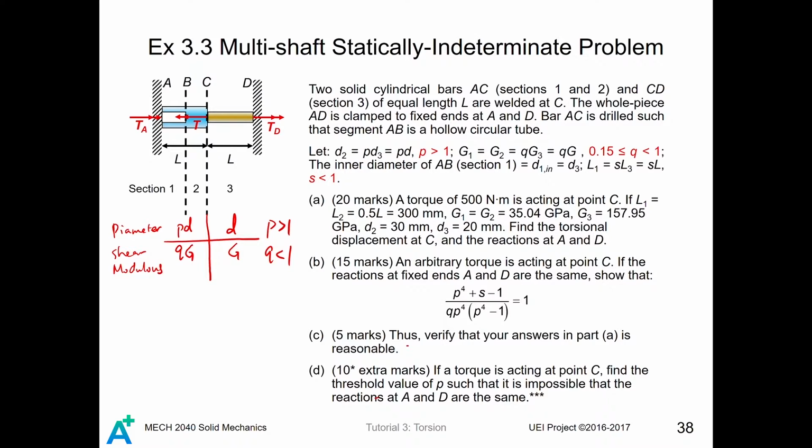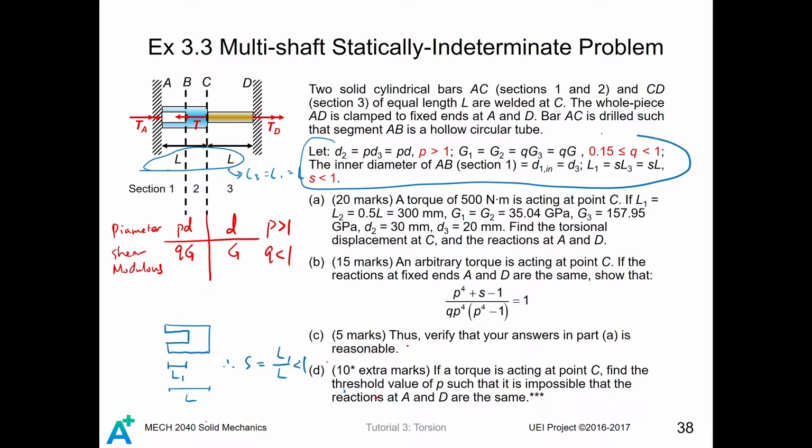Besides, we also define the ratio between the drilled length of the blue bar to that of the entire length. So consider this blue bar. It is drilled in the middle. We call the length of the drilled segment L1, and we know that L3 equals L equals L. That is, the length of the entire blue bar is L. So S equals L1 divided by L, less than 1. So those dimensionless quantities will be used in part B of this problem.